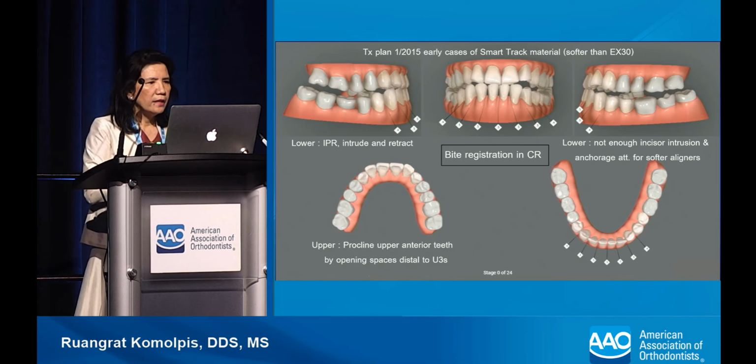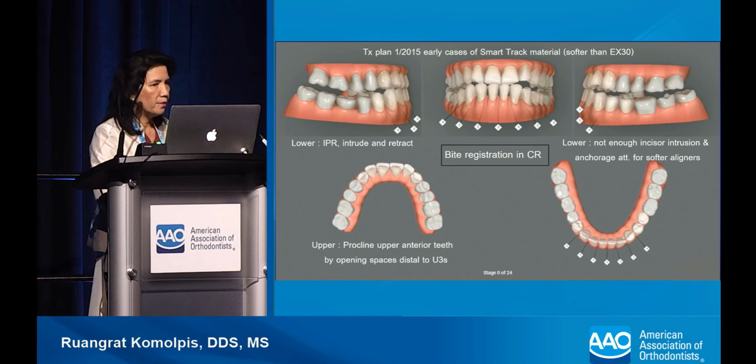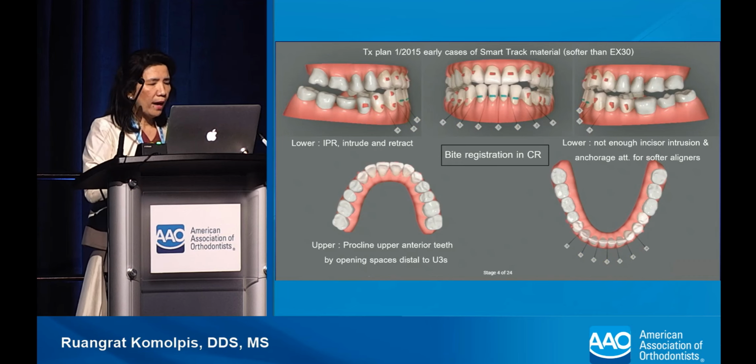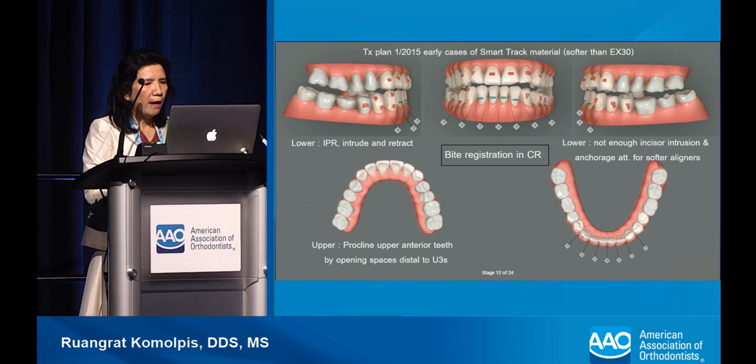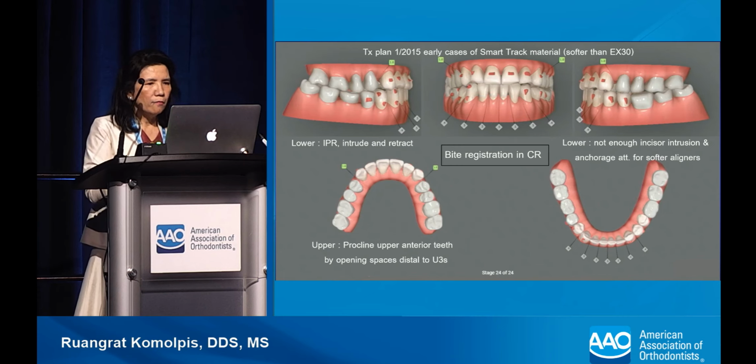I treated this case in 2015, which is the early case of SmartTrack material, which is softer than EX30. So we plan to intrude and retract lower incisors. You can see that I didn't have enough of the anchorage attachment because this is a softer aligner, and we just got this material in 2015. In this case, I procline upper anterior and open spaces distal to the upper canines.